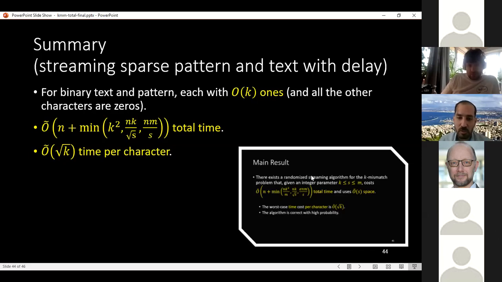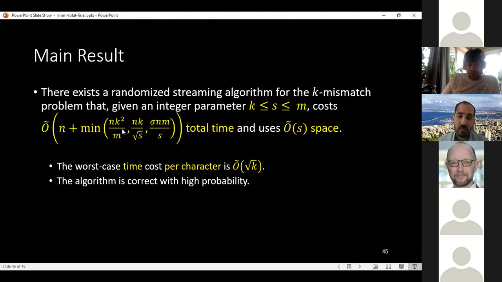If we go to the main result, we can see that this is actually very similar to what we get for the original problem of k-mismatch. The only difference is that here, instead of K squared, we have N over M times K squared, by standard partitioning of the text into blocks of length M. And here we have an additional sigma. In our case, sigma was 2, it's a binary alphabet, so we don't care about it. But this is the core of the algorithm.